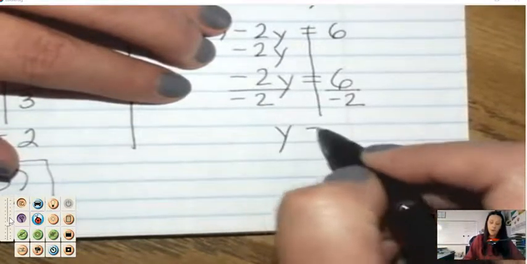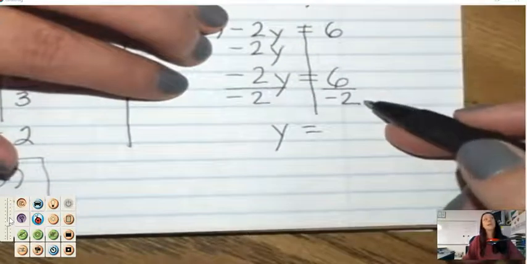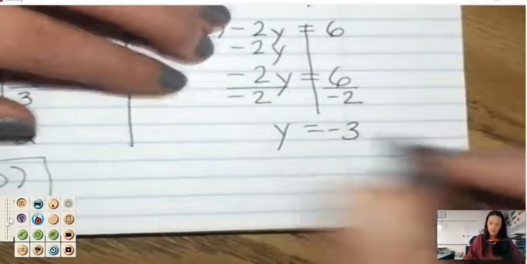I have 1y equals 6 divided by negative 2, which is negative 3.